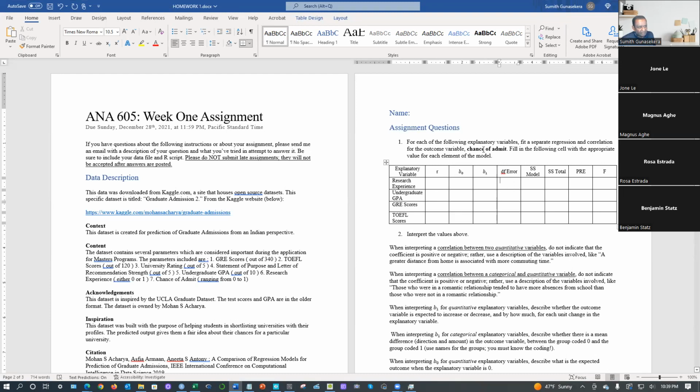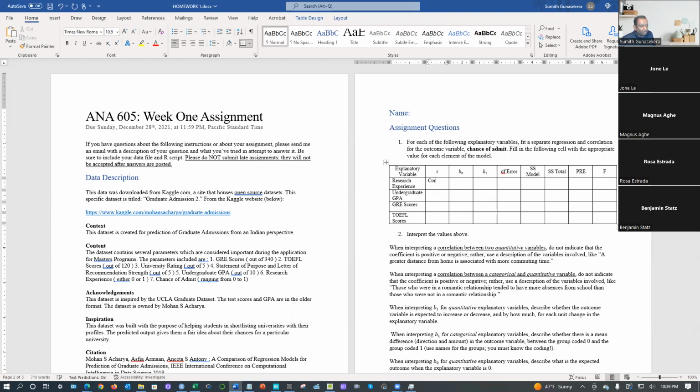This is research experience with chance of admit. Run the ANOVA table, get that one. Run the regression, get this one. There are so many methods. Regression, you get this one. ANOVA table, you get all of these, all the way up to here. From here to here, ANOVA table. From here to here, regression.